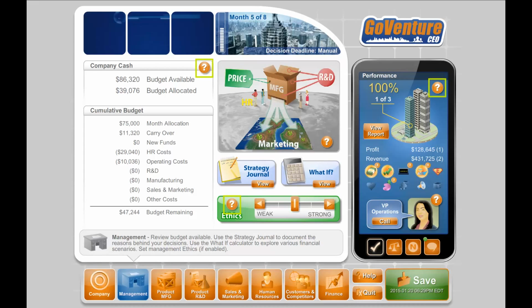Most modules in the simulation have these orange Help buttons that will reveal detailed information for you to consider. Use these buttons, in addition to the user guide and tutorial videos, to better understand the simulation. Let's move on to the product manufacturing screen by clicking on the orange product manufacturing button.